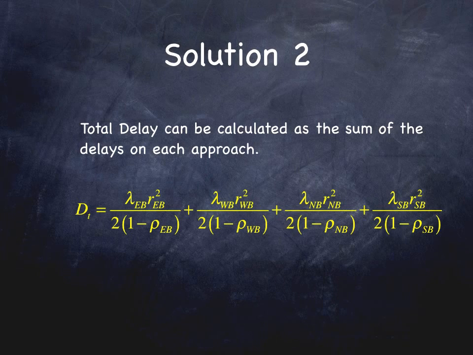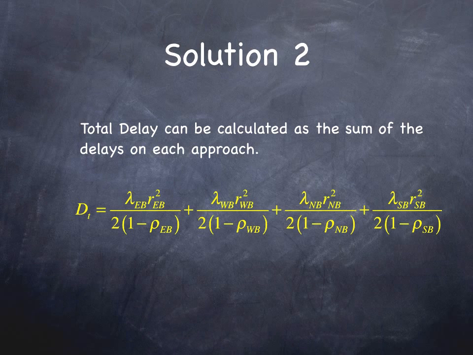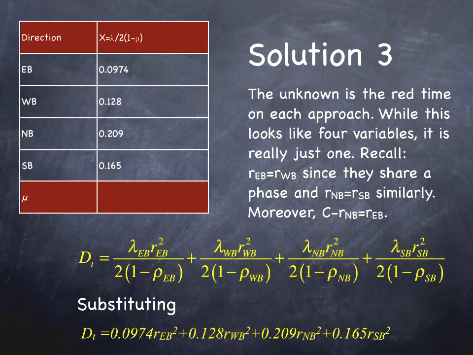The total delay can be calculated as the sum of the delays on each approach. You'll recall that the delay on each approach is the lambda, or the arrival rate on that approach, multiplied by the red time squared, divided by 2 times 1 minus the rho, or the intensity of that movement. Now we have 4 movements, so we have 4 delays that we have to add together. In that equation, the unknown is the red time. That is what we're trying to solve for.